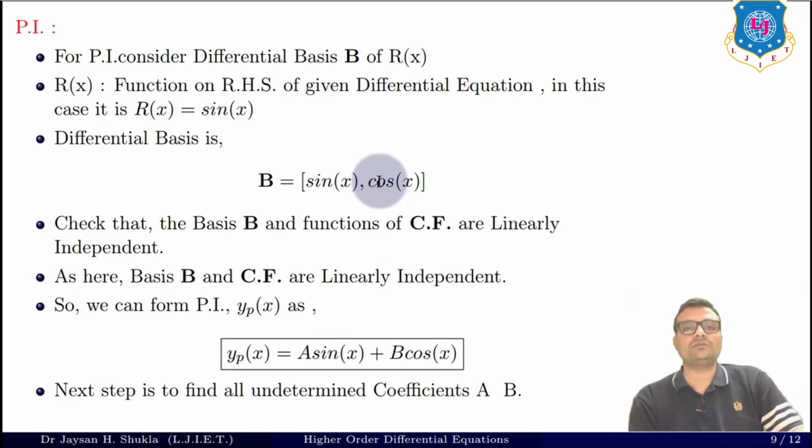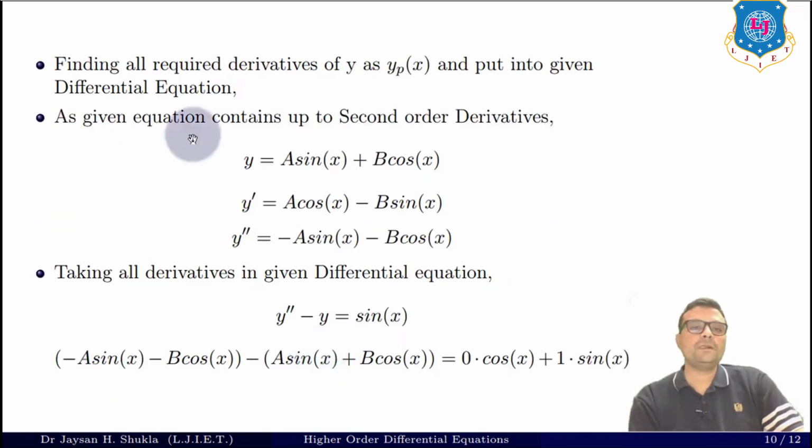Once we have a valid differential basis, we can form our value of yp, which is a sin x plus b cos x. The rest of the calculation is to find the values of a and b. Now, as the given equation contains y dash and y double dash, I am assuming that yp, our assumed value a sin x plus b cos x, is the solution of the given equation. So I have to take y dash as a cos x minus b sin x, and y double dash as minus a sin x minus b cos x.